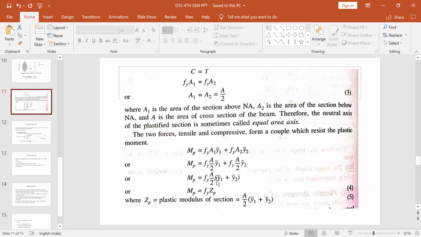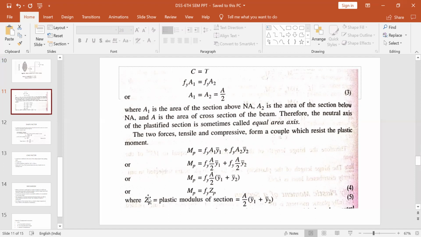So Fy into A by 2 Y1 plus Y2, and this thing can be approximated as Zp, which is the plastic modulus of the section. Moment of resistance is always equal to stress into section modulus. Here the stress is the yield stress. Since both the materials have reached the plastic state, fully yielded, the stress will be yield stress into Zp.